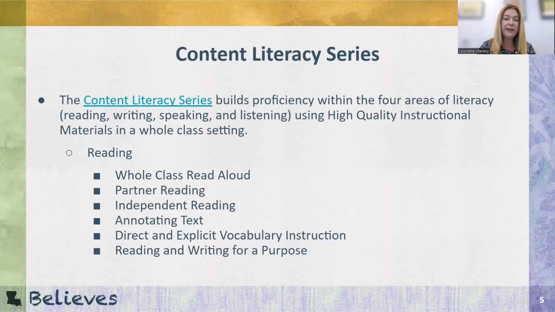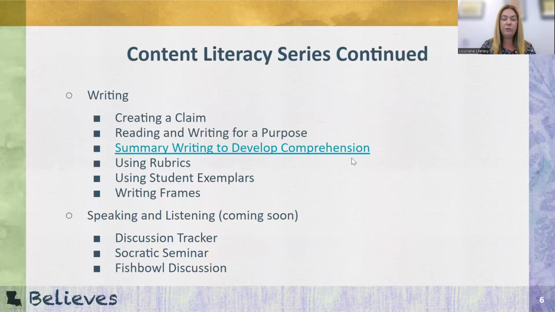So in our reading section, we have the whole class read aloud, the partner reading, the independent reading, annotating text, direct and explicit vocabulary instruction, and reading and writing for a purpose. Reading and writing for a purpose is still coming up, but we've covered the rest of those. I'll show you how to access previous recordings if you need that. We also have the writing portion, which is creating a claim. Reading and writing for a purpose fits there too.